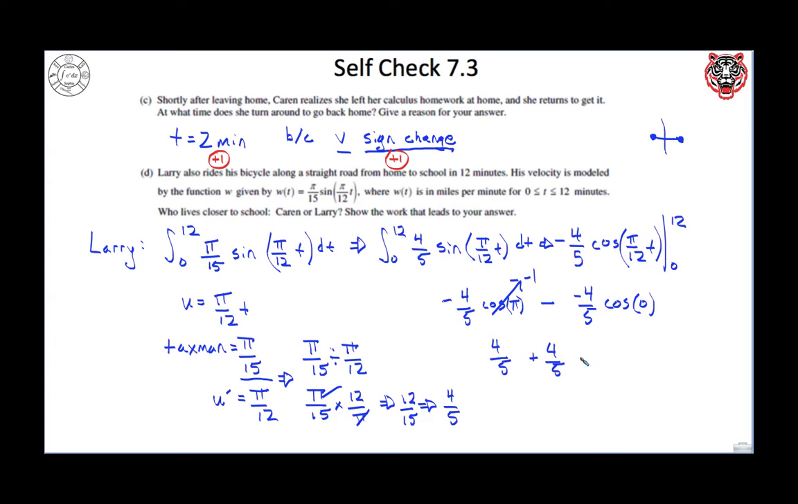4/5 plus 4/5 is 8/5, which is exactly 1 and 3/5. And 3/5 is what decimal? Multiply top and bottom by 2. 3/5 turns into 6/10, so 0.6. All right, that was all the work for Larry.